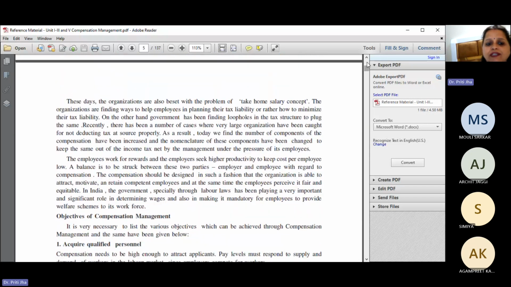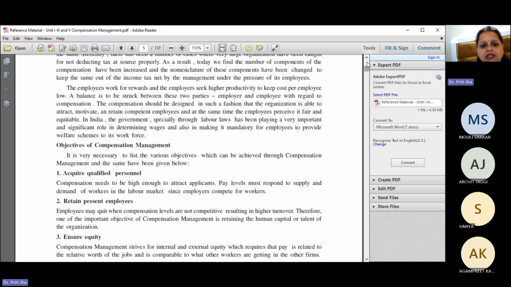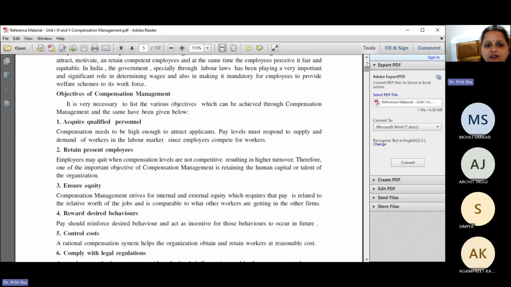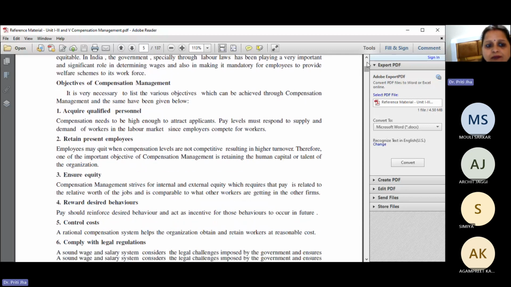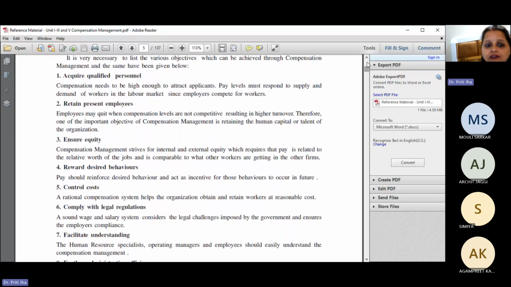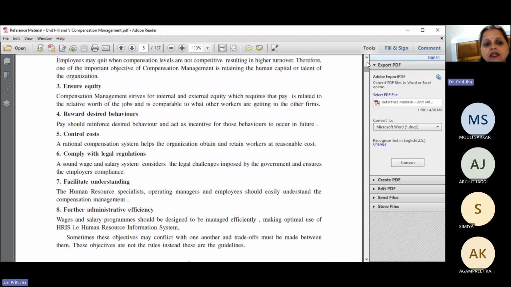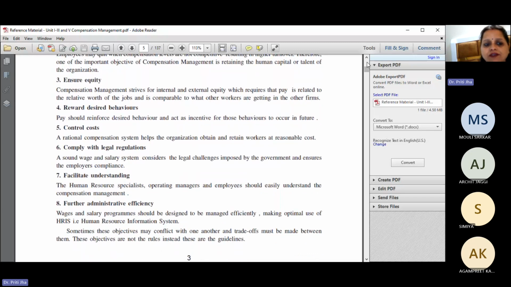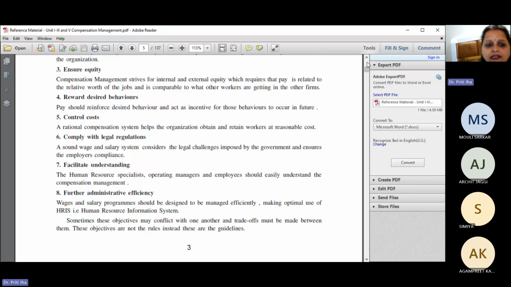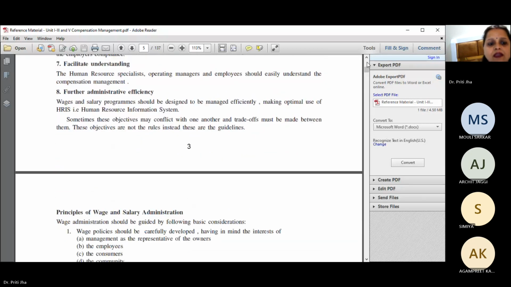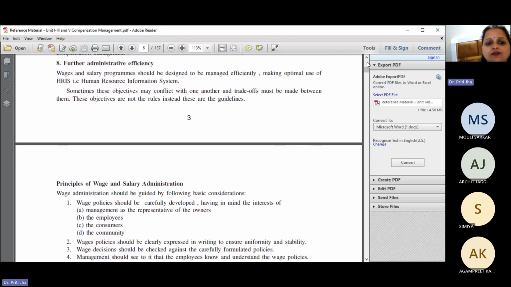Now come to objectives of compensation management. There are various types of objectives like acquire qualified personnel, retain present employees, ensure equity, reward desired behaviors, control costs, comply with legal regulations, facilitate understanding, further administrative efficiency. From exam point of view, this topic is very important.